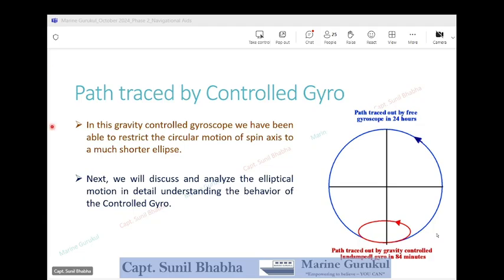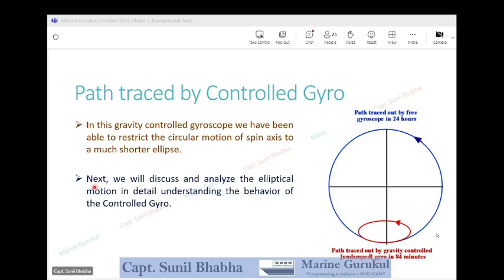So what have we achieved by controlling the gyro? In this gravity controlled gyroscope, we have been able to restrict the circular motion of the spin axis to a much shorter ellipse. You can see now that the spin axis remains much closer to the meridian as compared to the free gyro, which was moving large distances away to the east as well as to the west of the meridian.